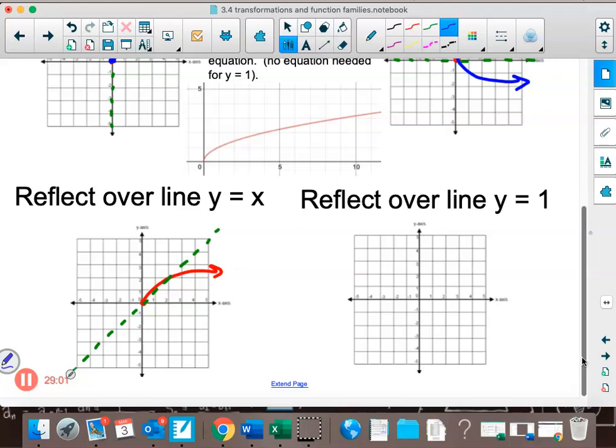When I was young and I used to have to do a reflection over the line y equals x, I would take my paper and turn my paper so that y equals x is straight up and down, and it was easier visually for me to see how to reflect it. I can't obviously do that with the smartboard, so I'm just going to turn my head so that I'm looking at this straight up and down. So if this one's going this way, I'm going to do this. It goes like that. Pretend that they're symmetric.